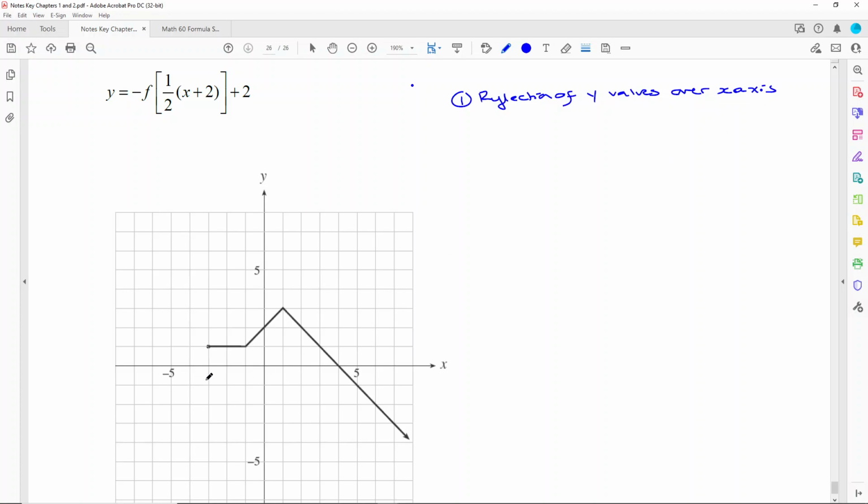I could take it and I could do that with my graph. I can reflect my y values over the x-axis first, okay? That's going to take my y values and multiply them by -1. So my y values will become negative.